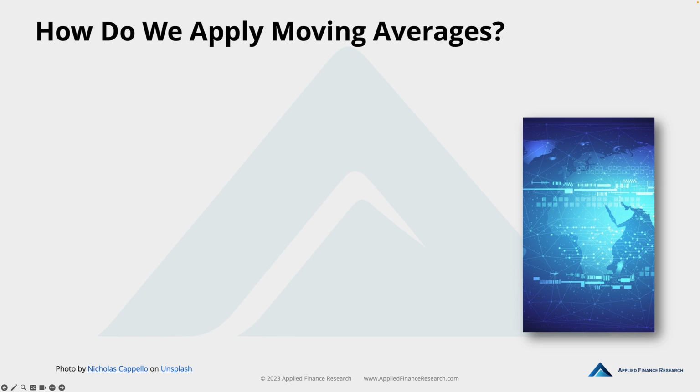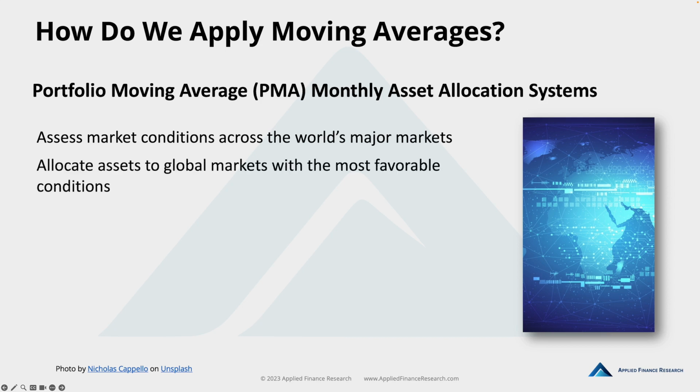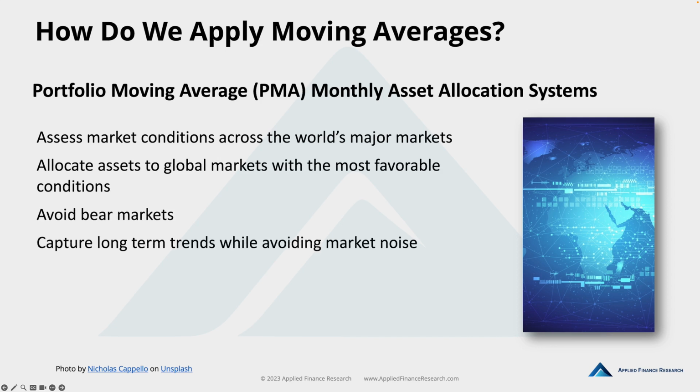How do we apply moving averages? Our portfolio moving average monthly asset allocation systems are driven solely by the concept of moving averages. They are very simple systems that generate powerful results, and in these systems, moving averages help us in a number of ways. We use moving averages to assess market conditions across the world's major markets. We allocate assets to the global markets with the most favorable conditions. We avoid major bear markets, and we do that while capturing long-term trends and avoiding market noise.